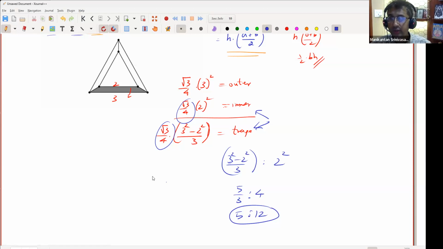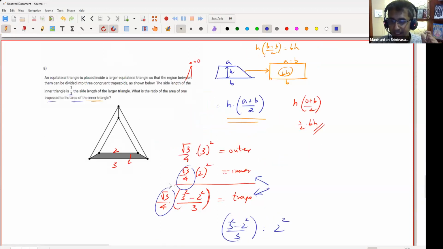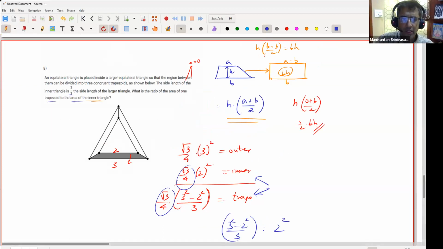Wait, what did you take as x and what did you take as 2x by 3? The side length or the area? The area. If the area is that, then how can you, sorry. But he says 2/3 of the side length. The side length of the triangle is not 2/3, right? Oh, yeah, now I got it. Does it make sense? Yeah.